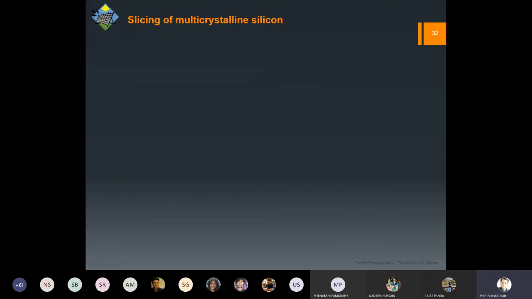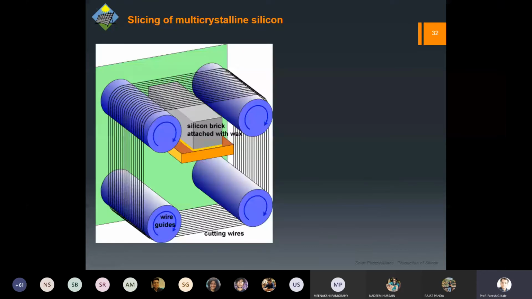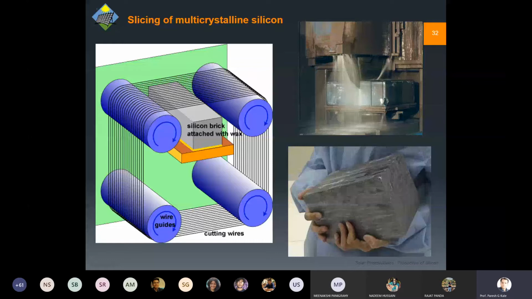So this is how it is done. You can have a block. There are some pictures you can check. There is a big block, and then you are slicing it further. This would be roughly 4 by 4 centimeter or 6 by 6 centimeter rectangular. You can see this gray scale, which indicates that it is a polycrystalline material. Now, why are we using water here?